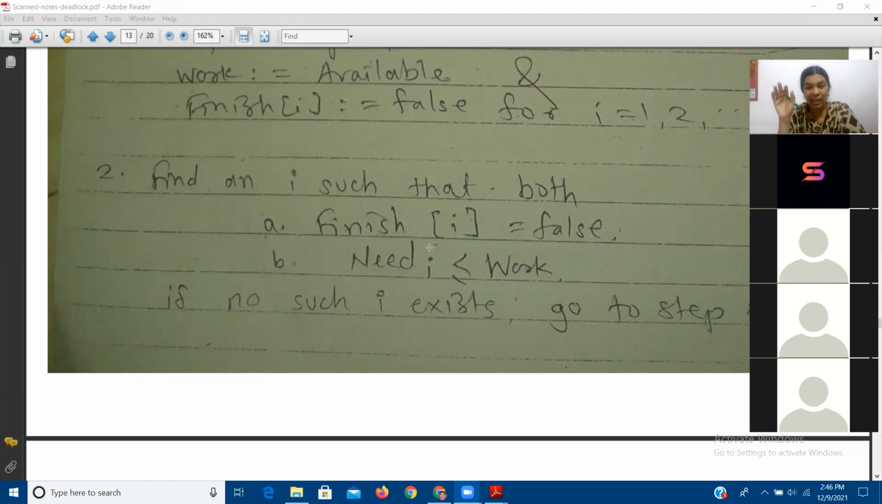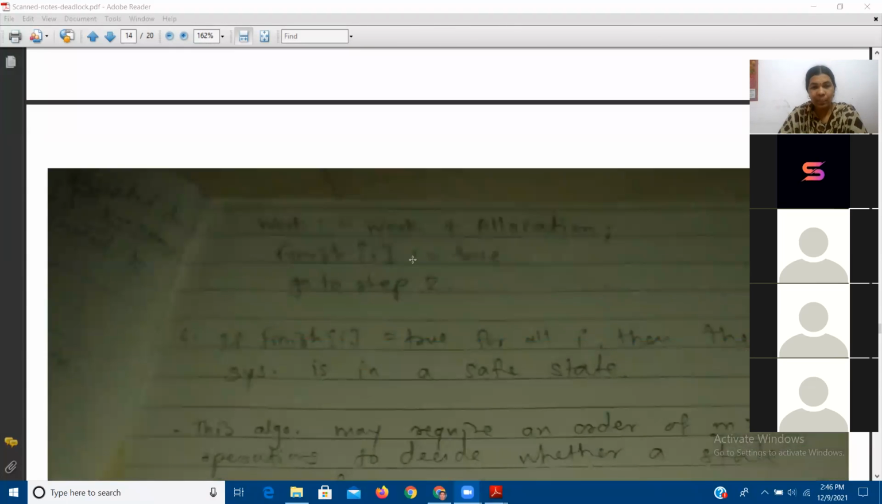Available will be again 10. So what we are doing is, by default we satisfy the process P0. After process P0, work becomes 10, that is, initial work was 0 plus 10. So it becomes 10, and finish of 0 becomes true. So P0 is also completed.